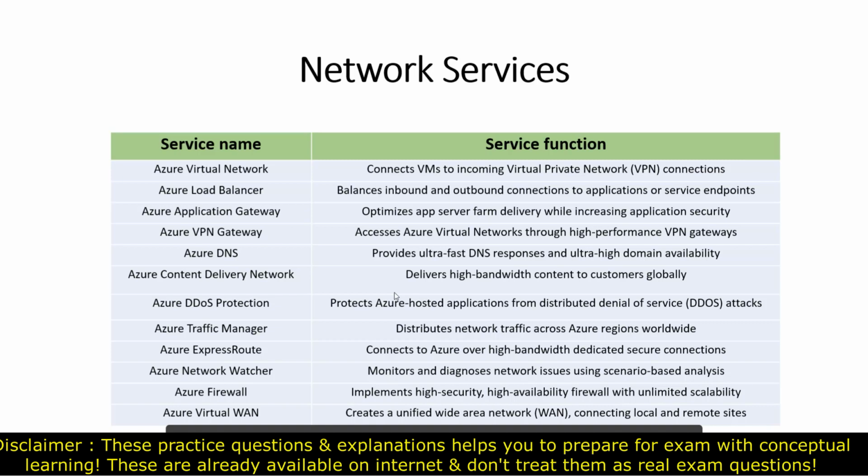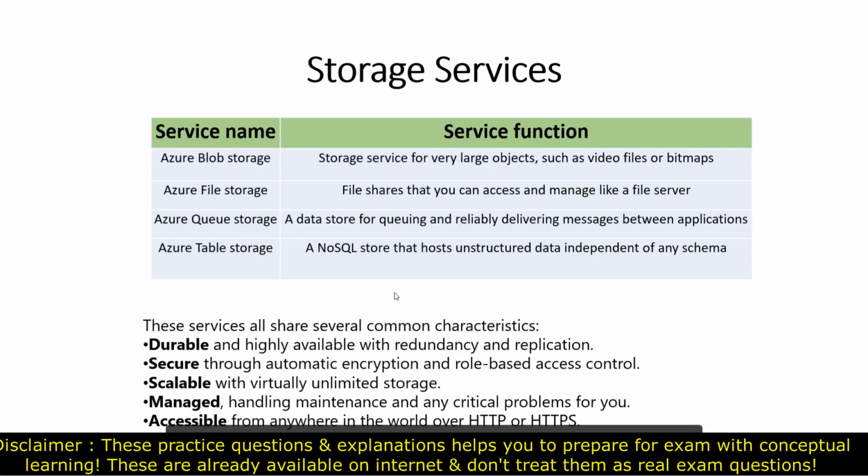Then we have Traffic Manager. There is a difference between Load Balancer and Traffic Manager. Load Balancer works within the region, and Traffic Manager helps you distribute or redirect traffic to other regions as well. Azure ExpressRoute provides a dedicated connection between your on-premises environment and the cloud. Then we have Azure Network Watcher and Azure Firewall. Azure Firewall is also an important service. It implements a high security, highly available firewall with unlimited scalability. Then we have Azure Virtual WAN, which is not much important.